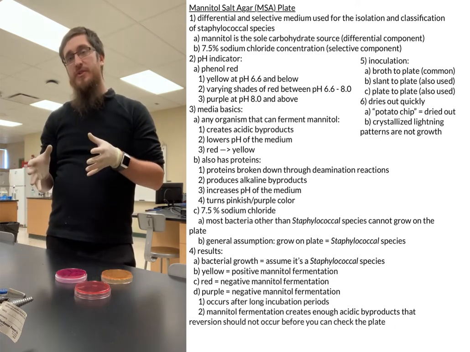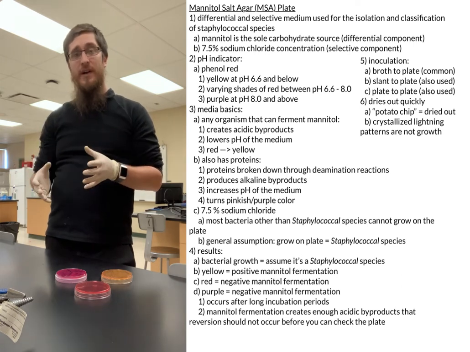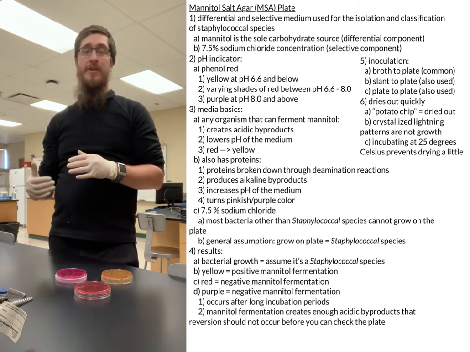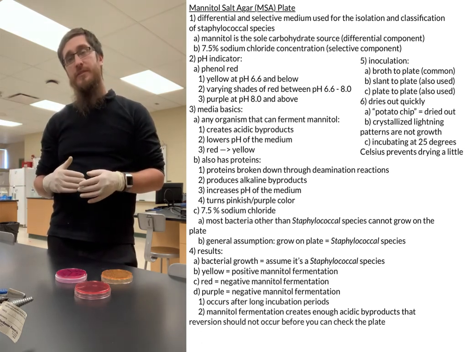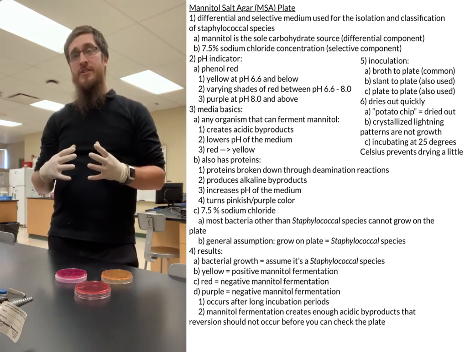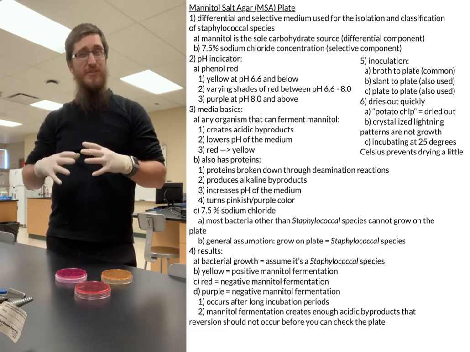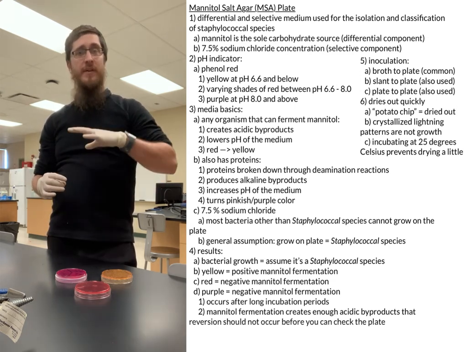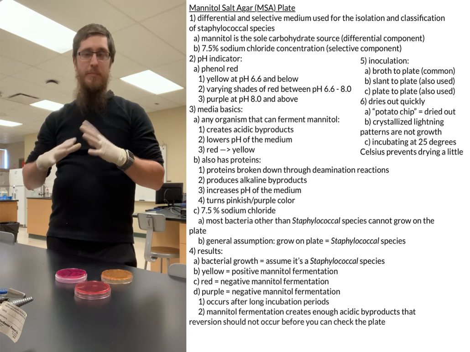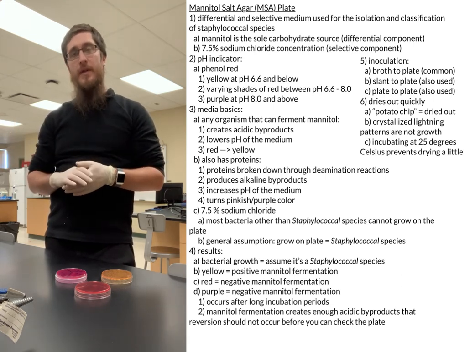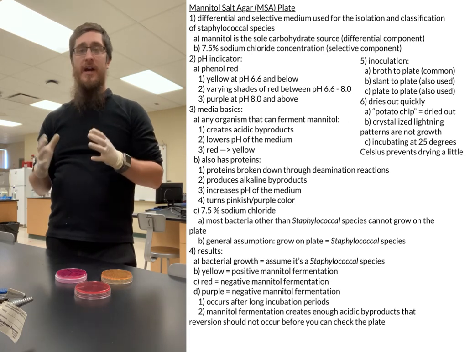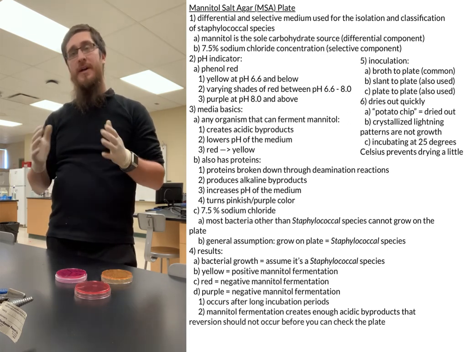The easiest way to try and prevent our plates from drying out is actually just by incubating them at 25 degrees Celsius instead of 37 degrees Celsius. The 37 degrees Celsius will drive a bit more water out of the plate quicker, so leaving it at 25 degrees will just be better overall for maintaining the plate for a longer amount of time. But that should cover the items that we need to know for our mannitol salt agar.